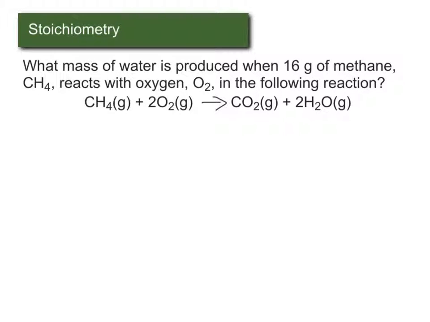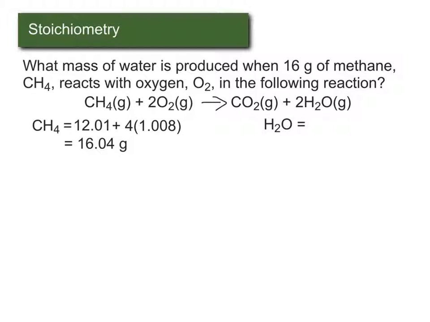The molar mass of methane we can get by doing 1 times the mass of carbon, which is 12.01, plus 4 times the mass of hydrogen, which is 1.008. And that gives us 16.04 grams, which is the mass of 1 mole of methane, or CH4. Similarly, for water, we can do 2 atoms of hydrogen, so that's 2 times 1.008, plus the mass of oxygen, which is 16.00. And that gives us a total of 18.02 grams per mole of water.